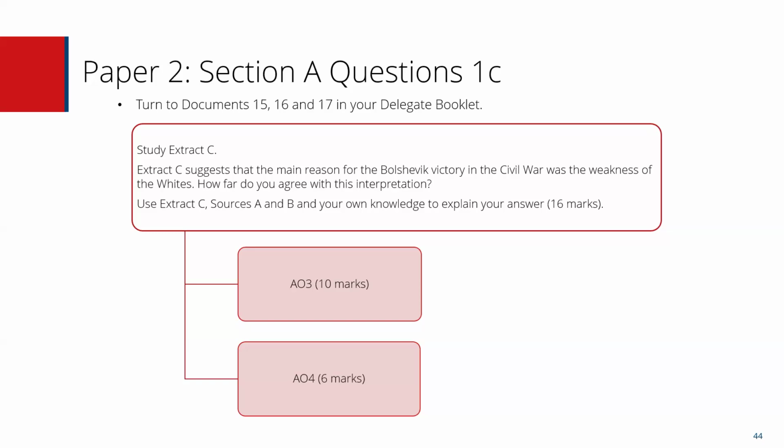Okay, so that's my thoughts on the mark scheme there for you. Let's have a look at document 16 in your booklet, because that's the extract that you need. You've looked at the sources already. So just have a read of extract C. I'll give you a minute to just read that.